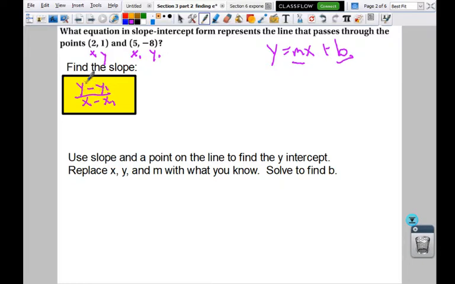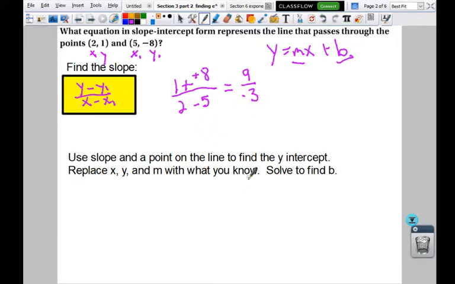So y minus y1 on top, y is 1, minus y1 is negative 8, over x is 2, minus x1 is 5. And I'm going to go through and solve this. On the top I have 1 minus negative 8. Jared, start us off. What's a minus negative really? Plus. Minus a negative is really plus a positive. So I really have 1 plus 8 on top, which is 9. And then on the bottom, I'm going to have 2 minus 5, which is negative 3.